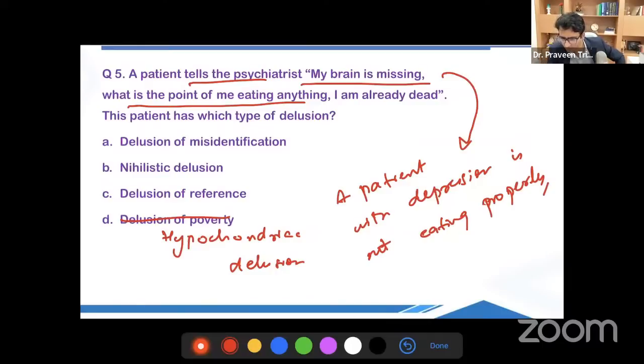Patient was dead. Bizarre delusion was in the option. That's a bizarre thing. How can they put bizarre delusion in the option? So one is hypochondriac delusion, one is bizarre delusion. Assuming to be dead. Patient is assuming to be dead.